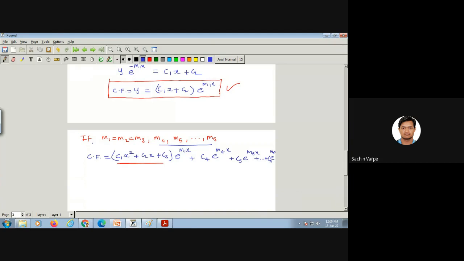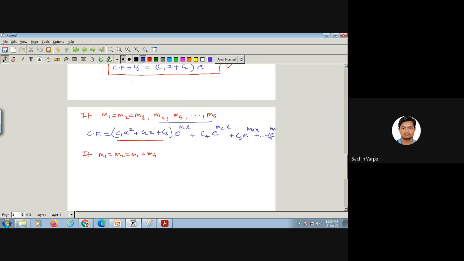हाँ, now कौन बताएगा अगर रूट 4 बार रिपीट हो रहे तो? If m1 equal to m2 equal to m3 equal to m4, then what is the complementary function? Yes, CF is equal to c1 x cube plus c2 x square plus c3 x plus c4. The four constants will be there in the bracket. E to the power that repeated root times x, plus the rest is for non-repeated root. Clear?